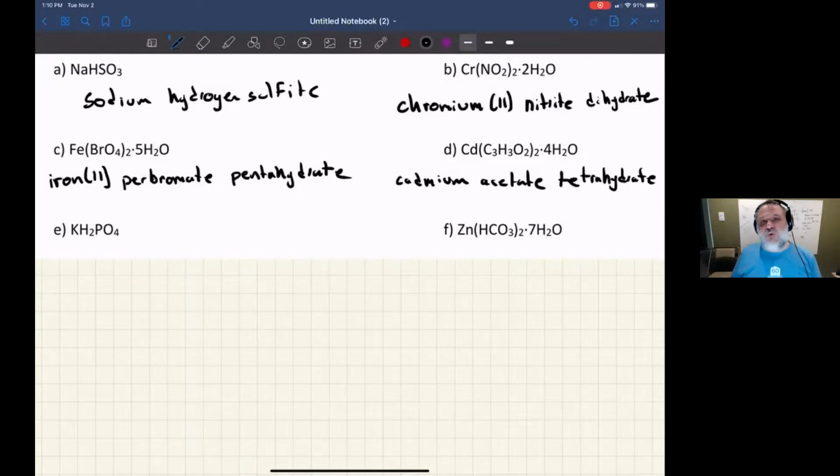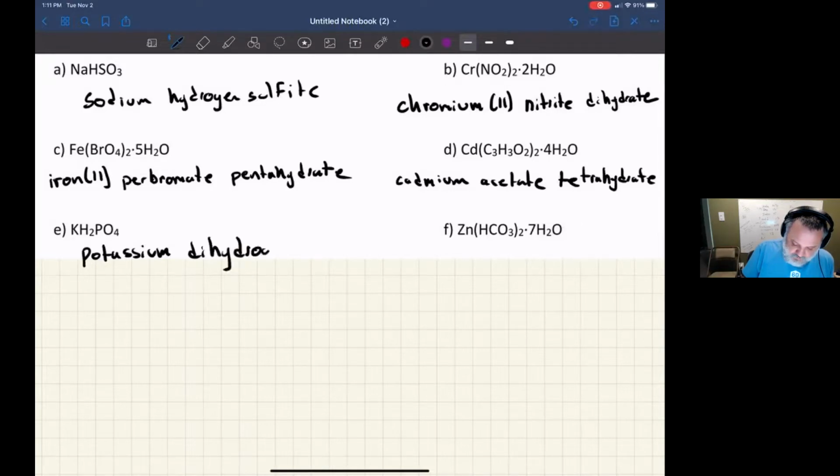All right, so the next one is that example of H2PO4 minus, dihydrogen phosphate, and it's with potassium. So the name of this thing with the potassium ion would be potassium dihydrogen phosphate.